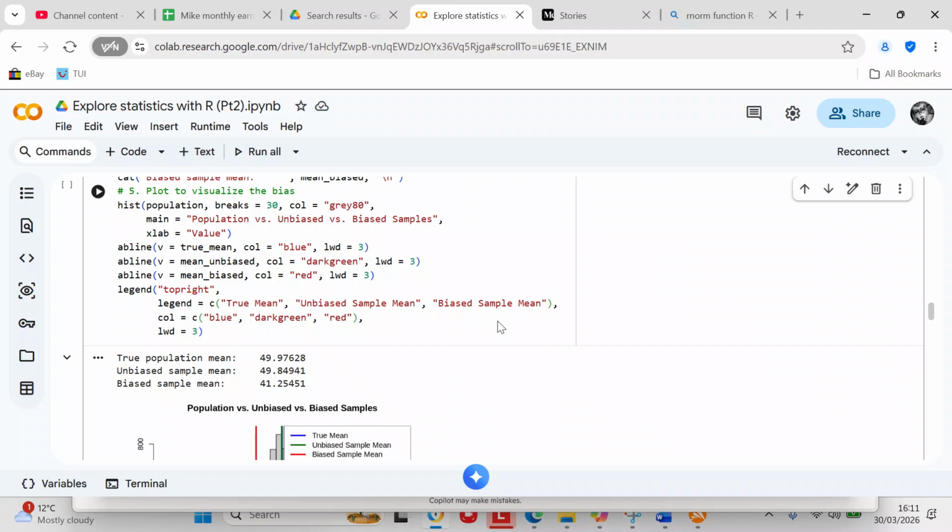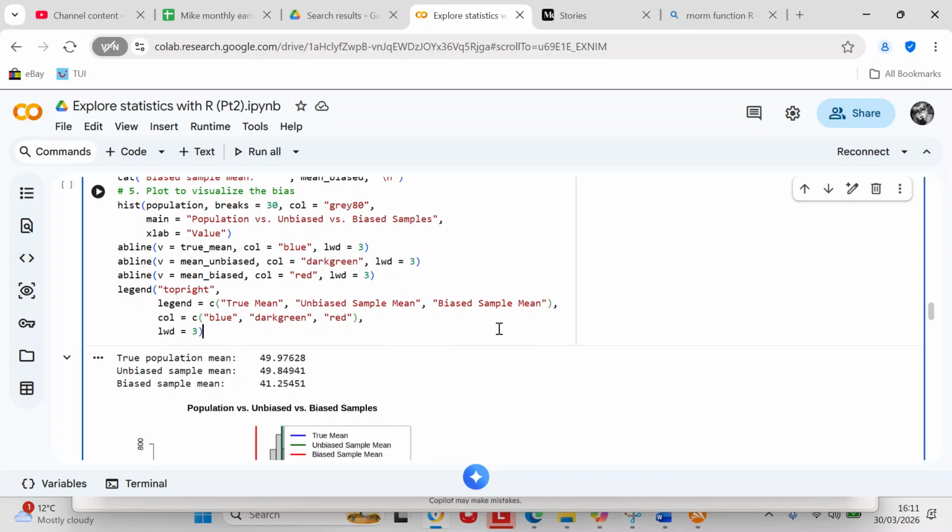Then we're going to put 3 lines in there. One line is going to be your true mean, which is blue. The second line is going to be your unbiased mean, which is dark green. And the third line is going to be your biased mean, which is red. And then on the legend, it's going to be top right. So your legend is going to be a true mean, unbiased sample mean, and biased sample mean. The color is going to be blue, dark green, and red.